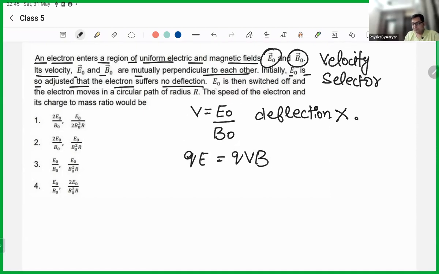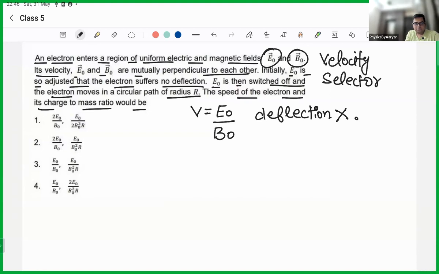Okay. Now they are saying E naught is switched off. We now switch off the E naught, so now only the magnetic force is there. An electron moves in a circular path of radius r. So what is the speed of the electron and its charge to mass ratio? What is the speed of the electron? Can you tell me?